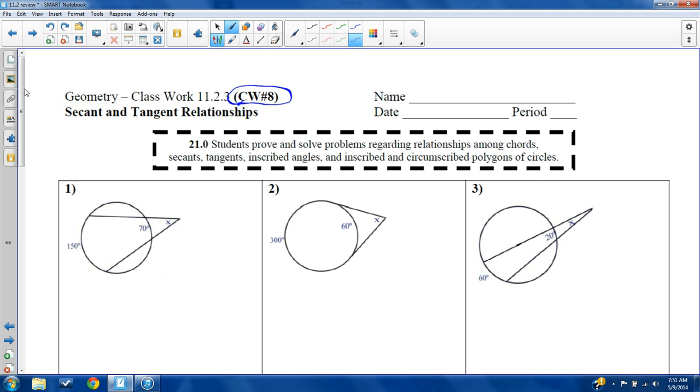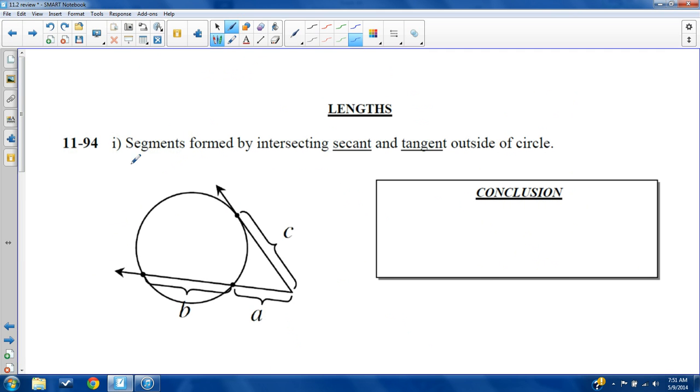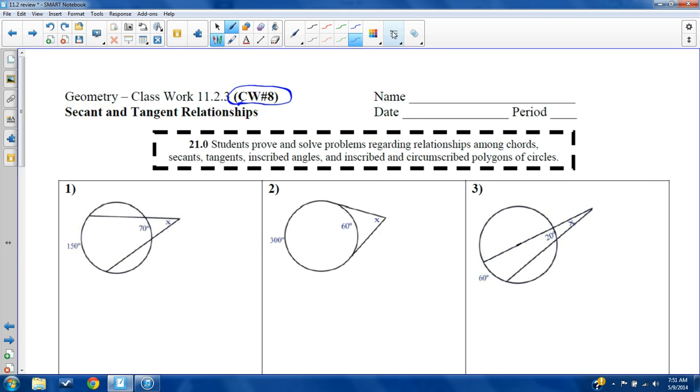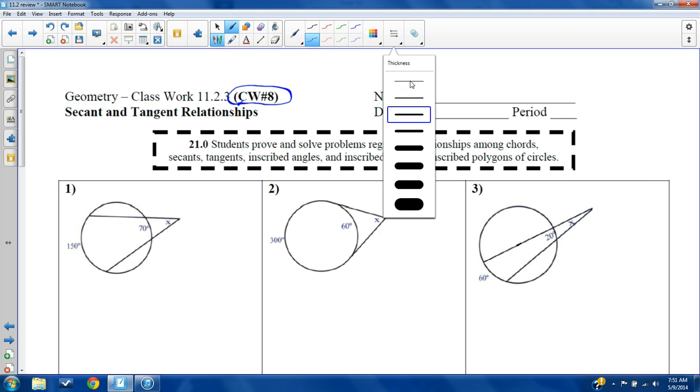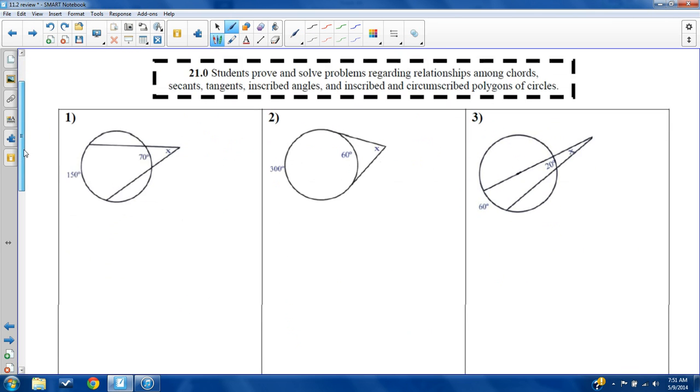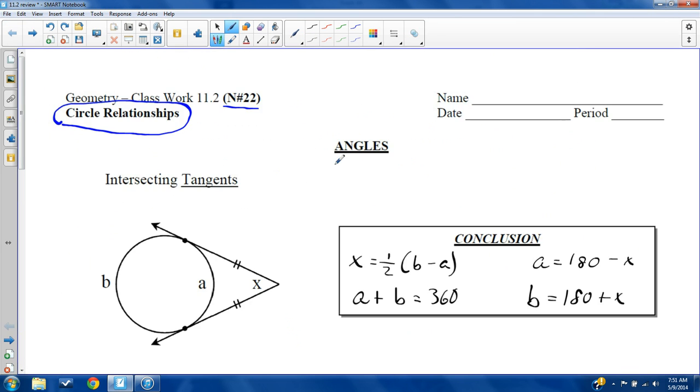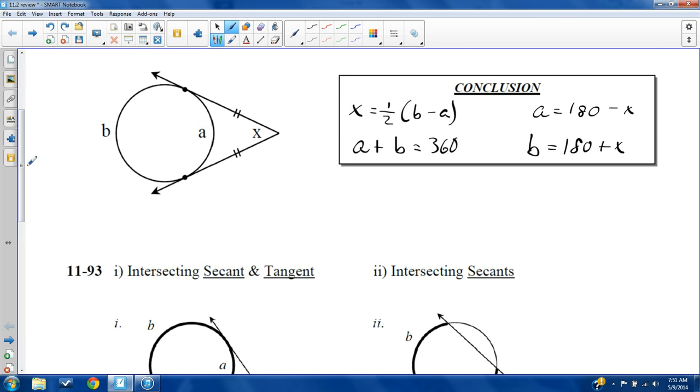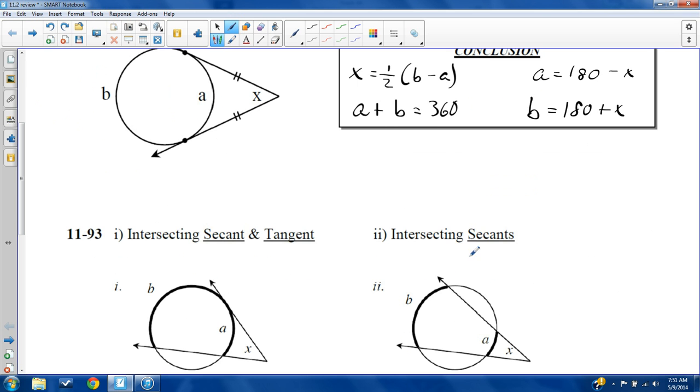Okay, let me just do examples with those first. I'll go ahead and go to CW number 8 as I do it. That way it's fresh in memory. And then we'll do the next one involving lengths and talk about those in a bit. Okay, let's get to work here. Using what I know, using our conclusions and our rules, we can solve for different things. So if we have secant lines or tangent lines, what does x equal? What does y equal based on major and minor arcs, etc.?